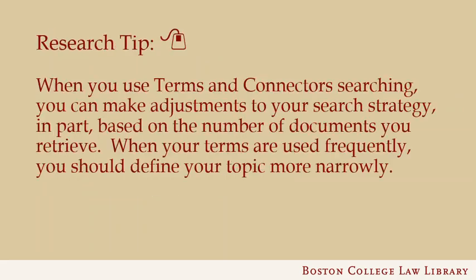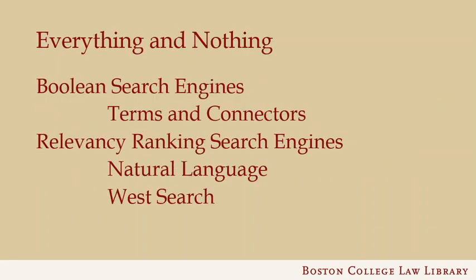Research tip: when you use Boolean terms and connector searching, check the number of documents your search retrieved to adjust your search strategy. If your terms are used frequently, giving you too many documents, define your topic more narrowly. If there don't seem to be a lot of cases directly on point, try thinking of analogous situations you can search for. Strive for balance in your searches.